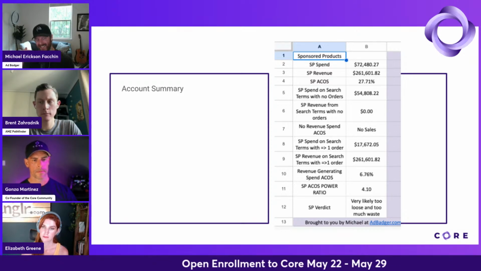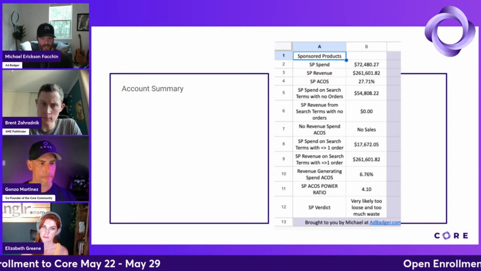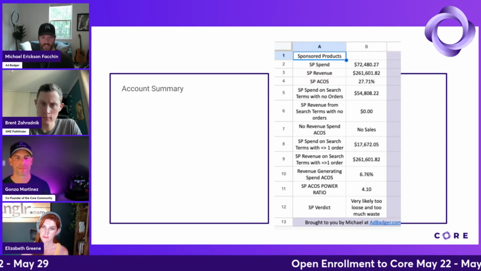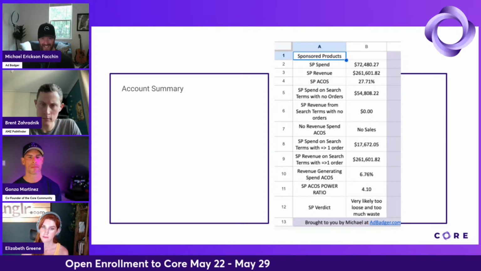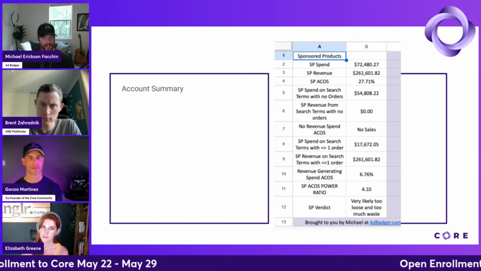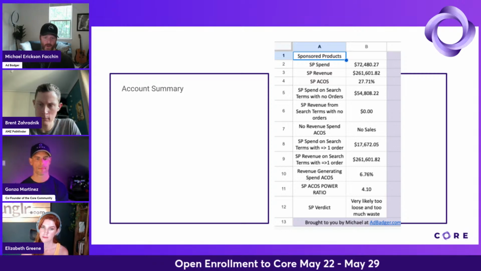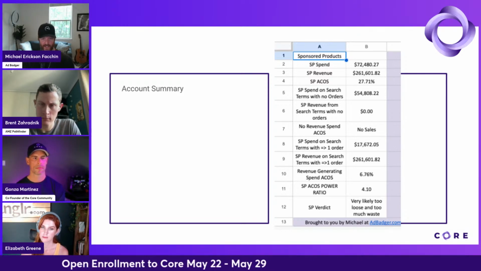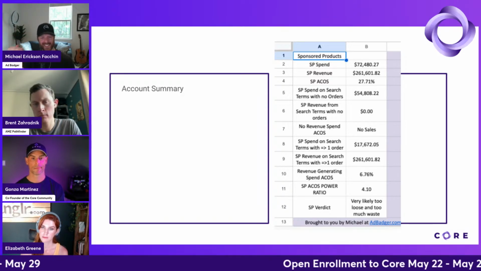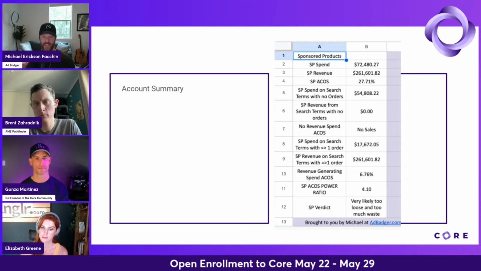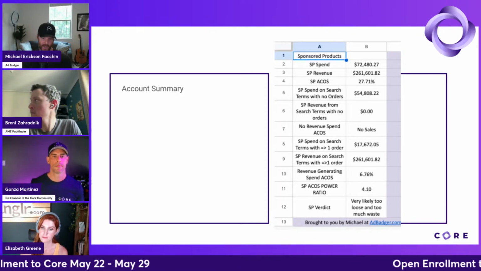You get the ACOS Power Ratio for your sponsored products and your sponsored brands. And it'll essentially break it down. And this is from actually a real account where basically sponsored product spend was $72,000. The revenue was $261,000. The ACOS was pretty good at 27%. And if I shifted that to look at how much I spent on things with no orders, it was $54,000. So even though the account level ACOS was good, 27%, I was actually spending $54,000 on things that didn't have an order. So my ACOS Power Ratio, you can see it down here, was 4.1.